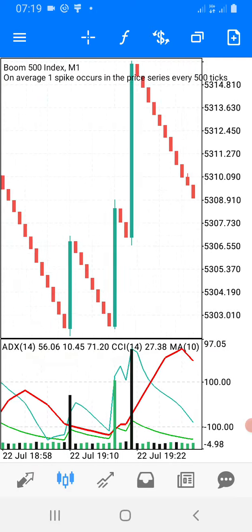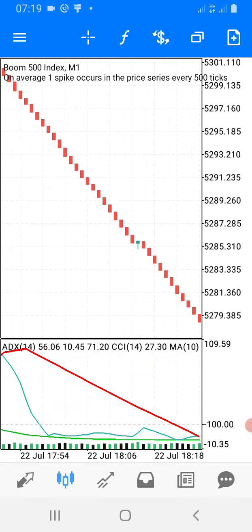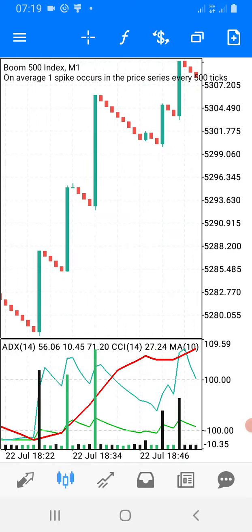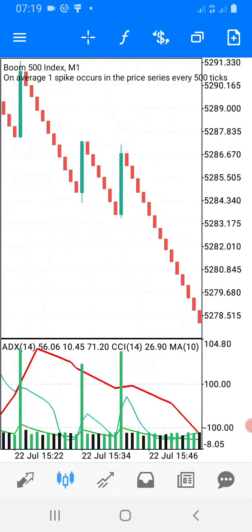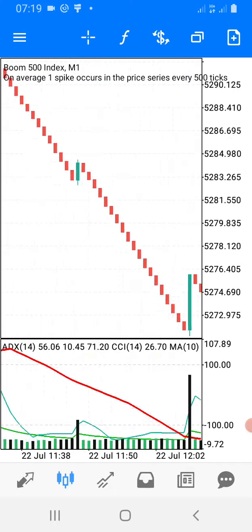Guys, massive, massive. I'm telling you, it crosses below. The moment the condition is met, it spikes. The moment the condition is met, it spikes continuously.